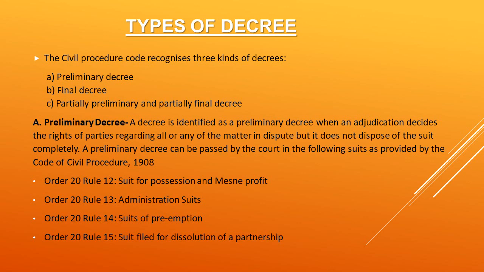Next, coming to the types of decree. In the Civil Procedure Code, there are three kinds of decrees which are recognized. Number one, preliminary decree. Next is final decree, and the last is preliminary and partially final decree. What is a preliminary decree?